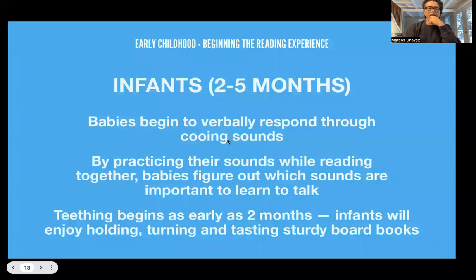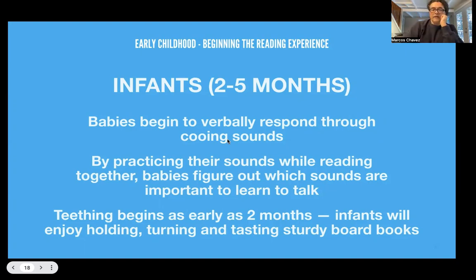And then as we go to infants, the first half of infancy, if I can make a word up, the 2 to 5 month period, babies begin to verbally respond. They start making noises. They start to communicate using cooing sounds. And by practicing their sounds while reading together, babies figure out which sounds are important to learn and talk. So make an experience that gives a baby, or a 2 to 5 month old, a chance to speak back, to coo back, to make noises back. And at this time, teething begins. That could be as early as 2 months. And at this point, infants will enjoy holding, turning, and tasting board books. So now we're getting to the point where babies are reaching for the book and wanting to interact with it directly.